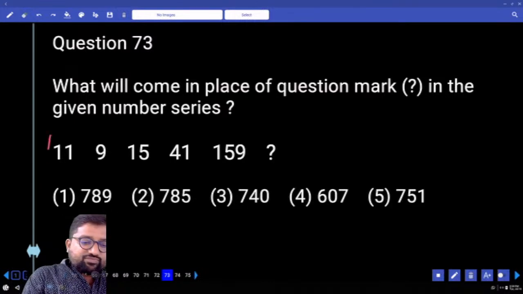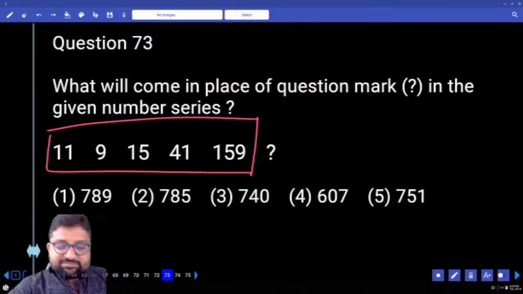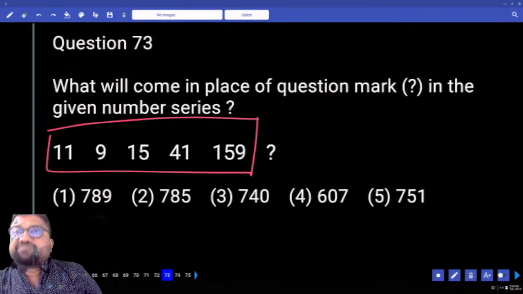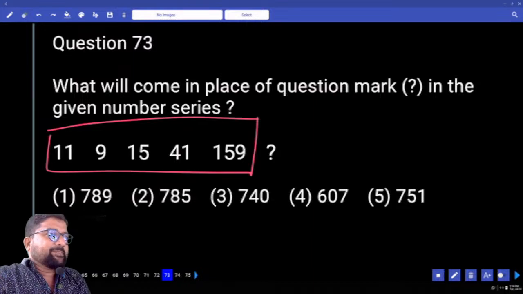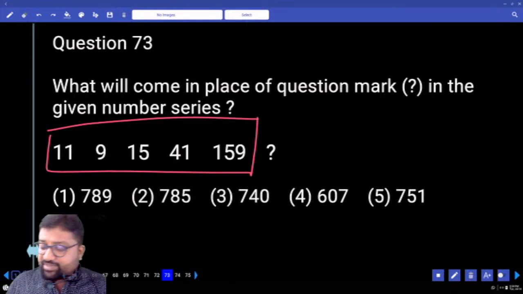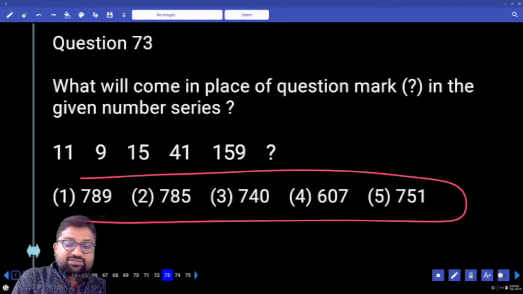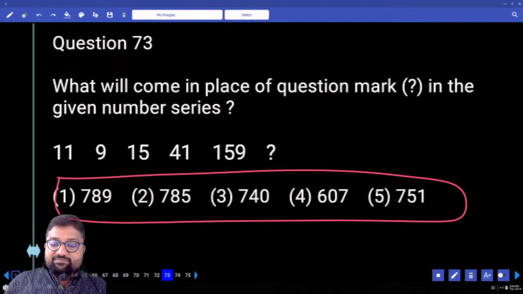The first thought that I get after seeing these 5 numbers is, you have to go with difference, because there is not much increase. The numbers are increasing very slowly. So obviously we'll go for difference. But today in the morning class of number series, I told you something: always have an eye on the options. Every number is more than 600.